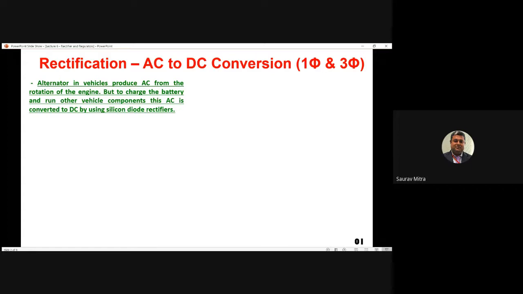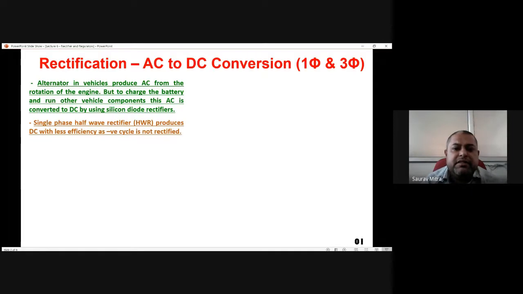So AC from the rotation of the engine is the source of energy, but to charge the battery and run other vehicle components, AC will not do. For this, DC is actually required, and AC to DC conversion is done inside the vehicle by silicon diode rectifiers. So a single-phase half wave rectifier, HWR, produces DC with less efficiency.